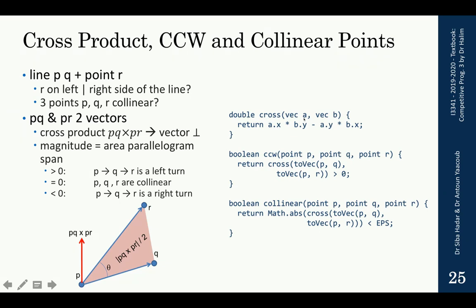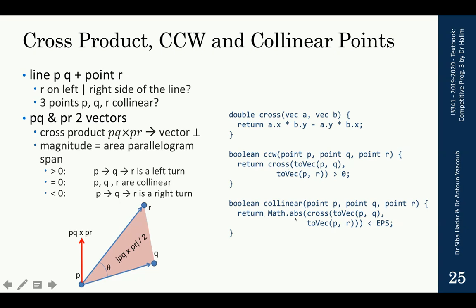Cross product: given 2 vectors A and B, the cross product returns the magnitude, which is A dot x times B dot y minus A dot y times B dot x. And to see if 3 points are counterclockwise, we simply check whether the cross product of those 2 vectors is positive. So return whether the cross product of the 2 vectors PQ and PR is positive.